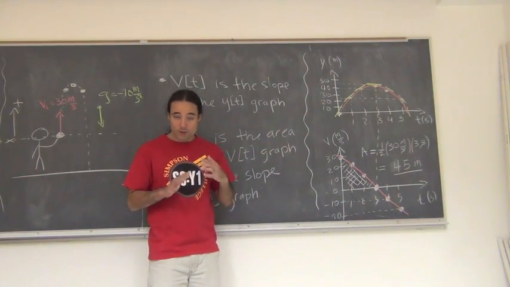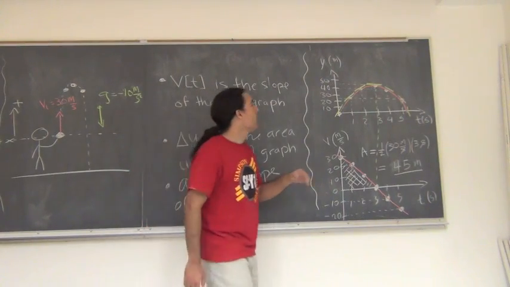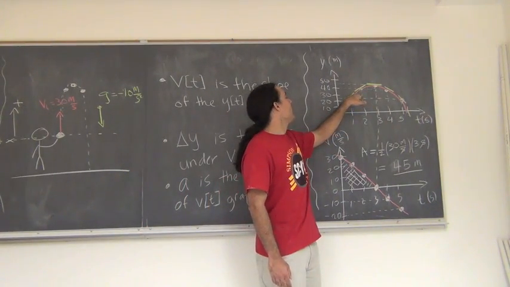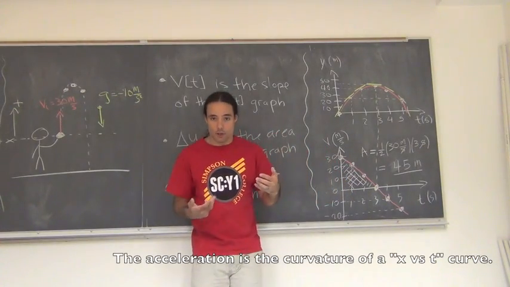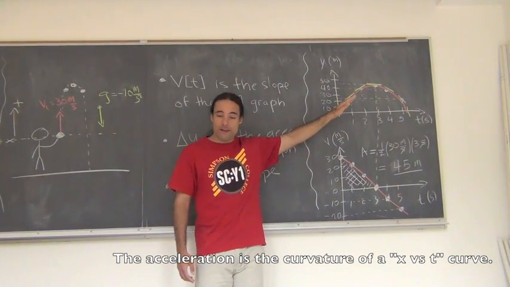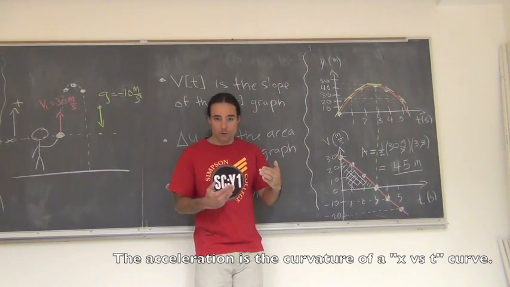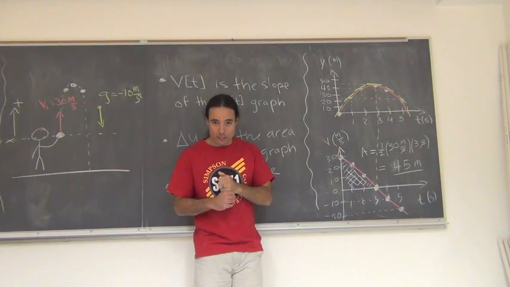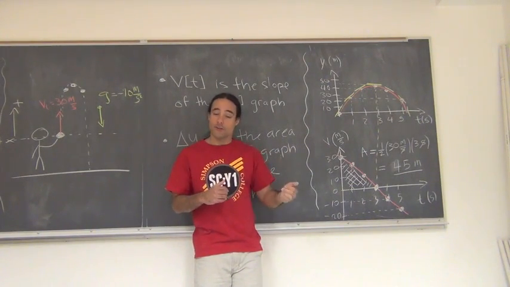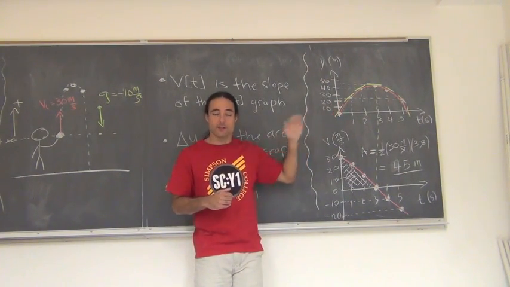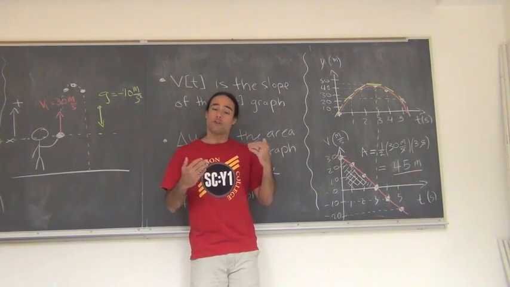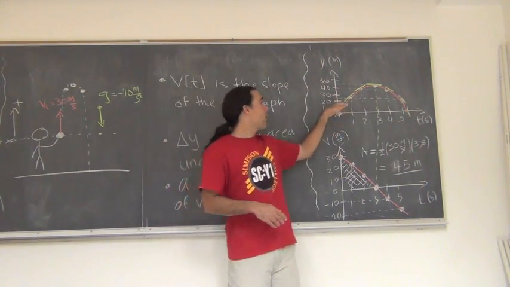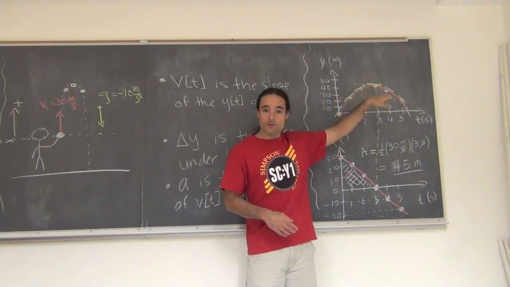I'm not going to spend too much time going over how to do this. But the acceleration of a position versus time curve is known as the curvature. So if I had a straight line, there would be no curvature, and therefore no acceleration. So for constant velocity motion, we get a position versus time curve that has a constant slope. So we have no acceleration. However, here we do have acceleration, so there's some curvature.